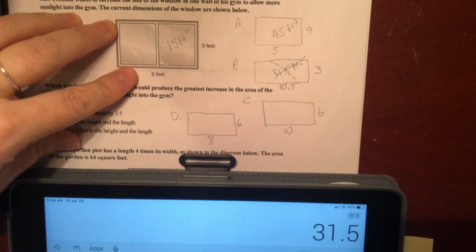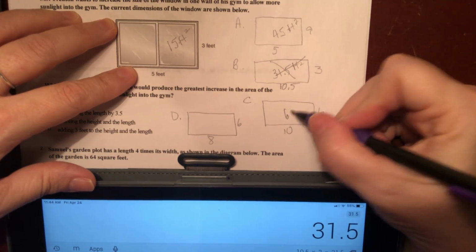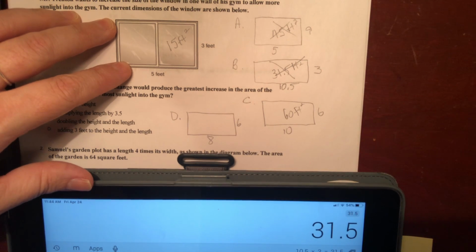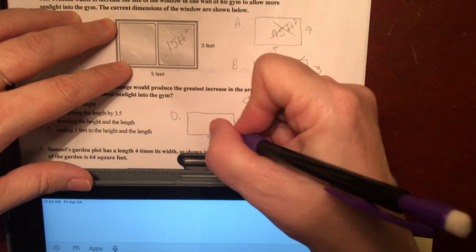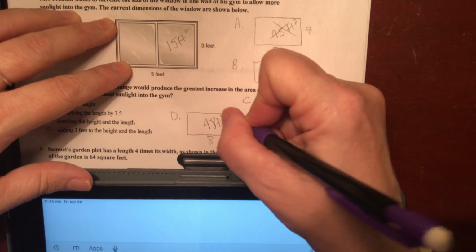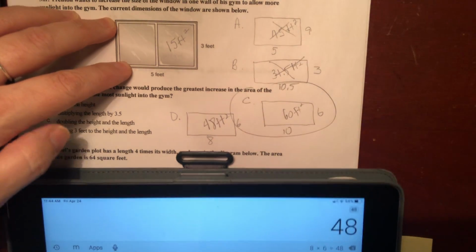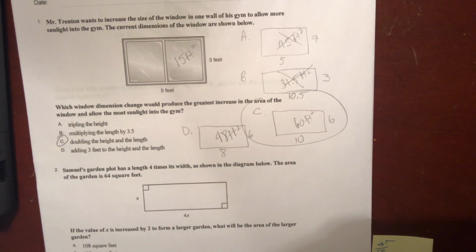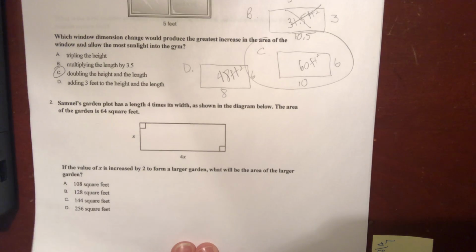C is 60. 10 times 6 feet squared. So this one's out now. And 8 times 6 is 48. So it looks like the answer is C. Let me check the old answer key and see if we're right. C is the answer. Okay. So now we've got number 2.